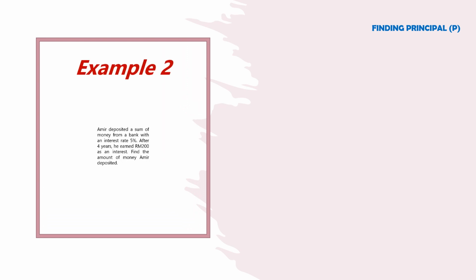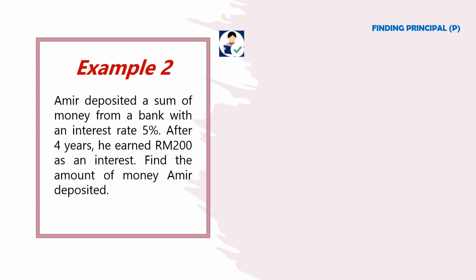Now we look at example 2. Amir deposit a sum of money from a bank with an interest rate 5%. After 4 years, he earned 200 ringgit as an interest. Find the amount of money Amir deposits.